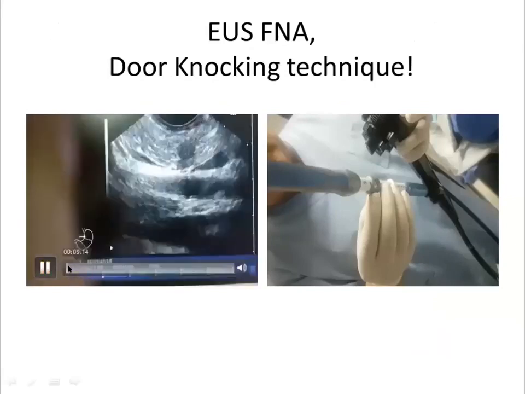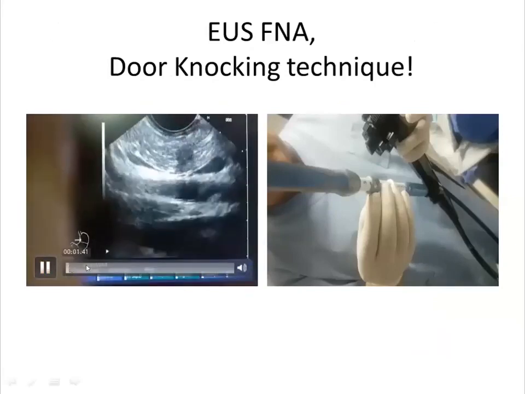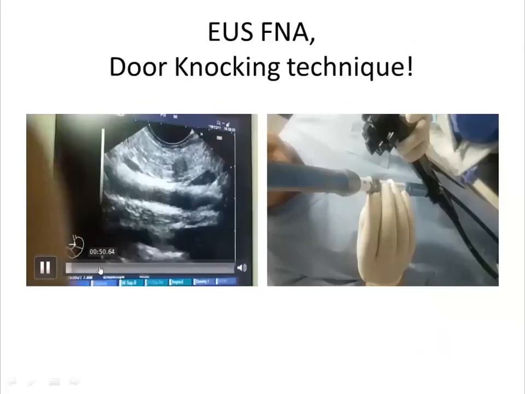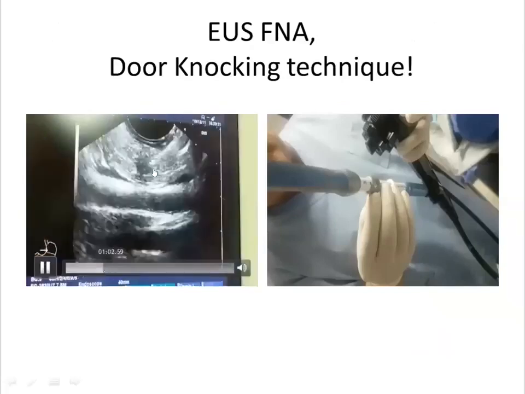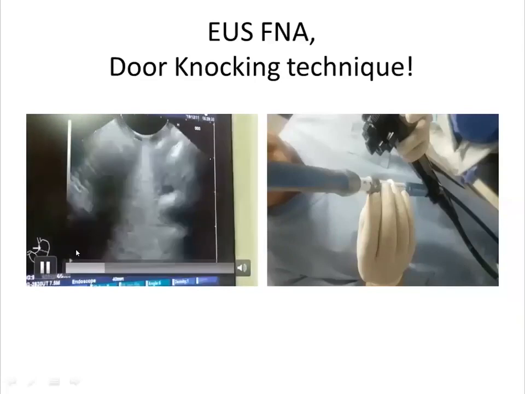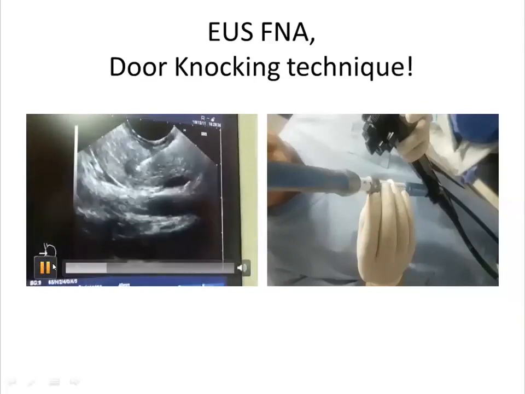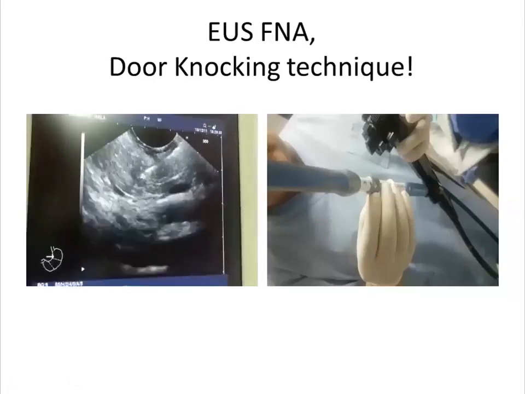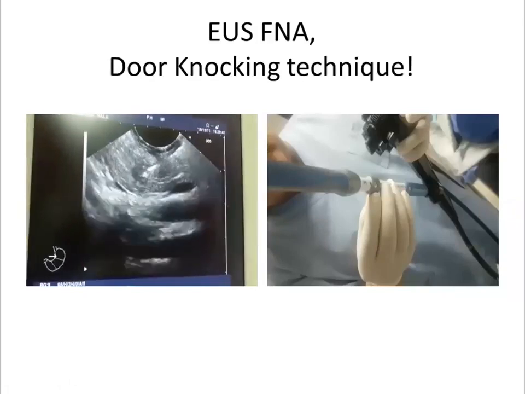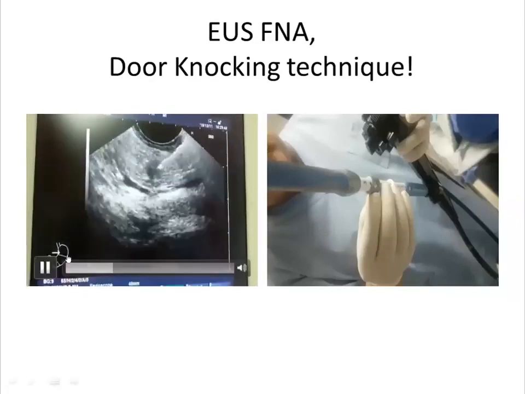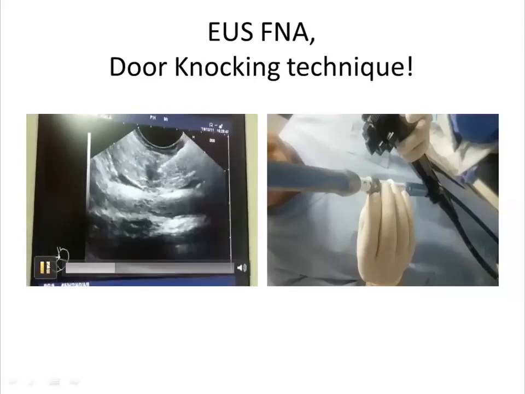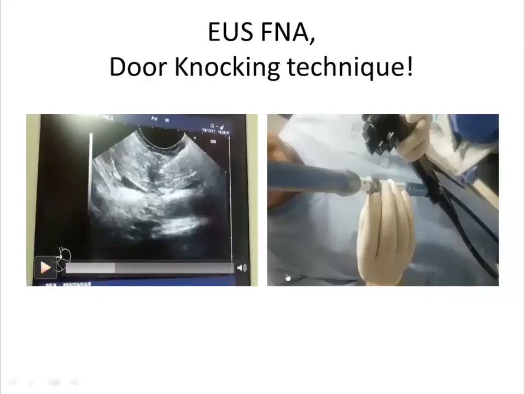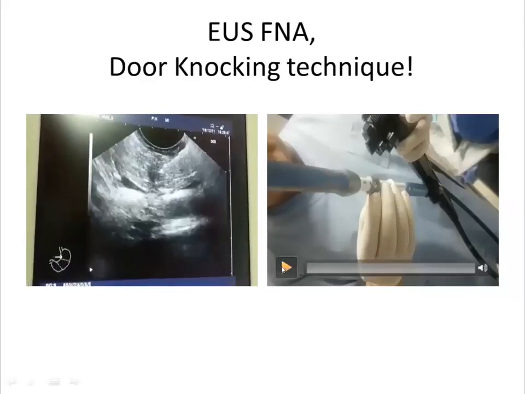as we will see together. Okay? Have a look with me. Here the needle is at the upper aspect of the lesion. I tried to push it, but the needle is pushing the mass and shaking the mass and not moving through it, because the mass is very firm and located in the soft normal pancreas. Then what to do? Try to do the door knocking technique.